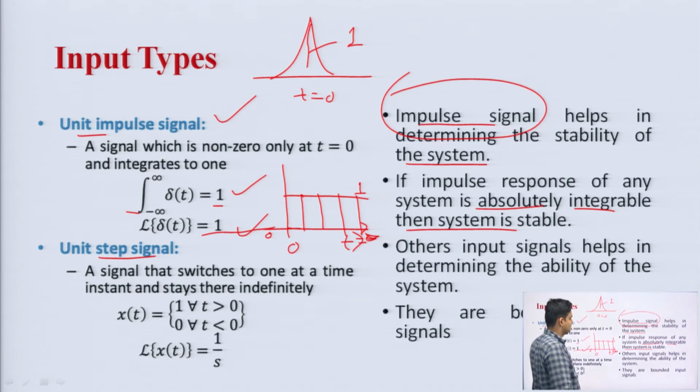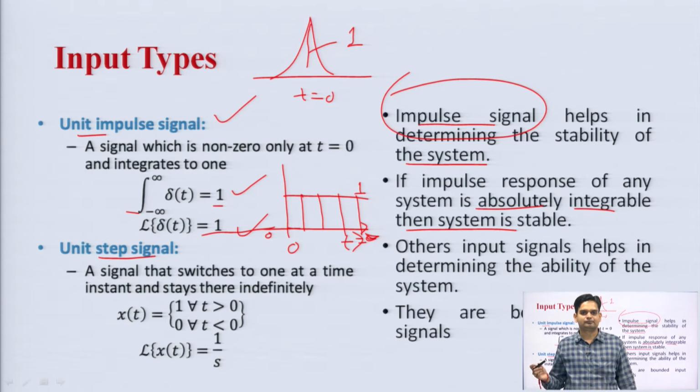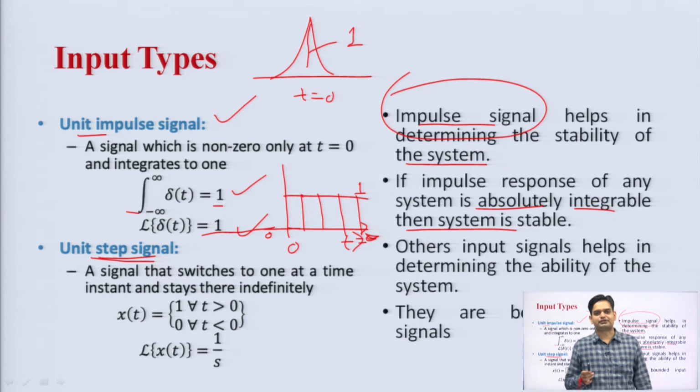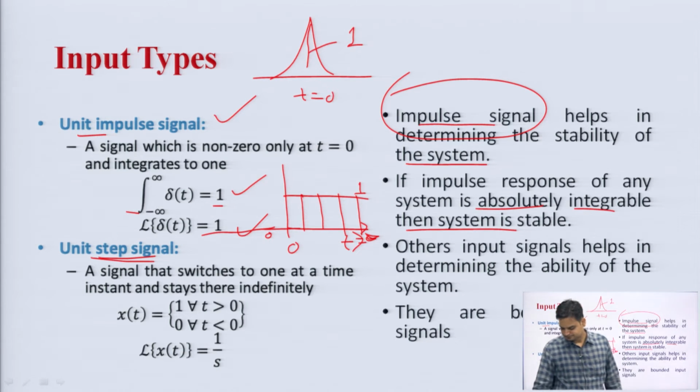This is again a signal which tells you how durable my system is, or what possible inputs my system will sustain; that is given by the step signal input. So, it will check the durability of my system. The step input is a bounded input, and whenever we apply a step signal to a system and that system gives us a bounded output, then we can say my system is stable. If my output response is unbounded, then we can say my system is unstable.